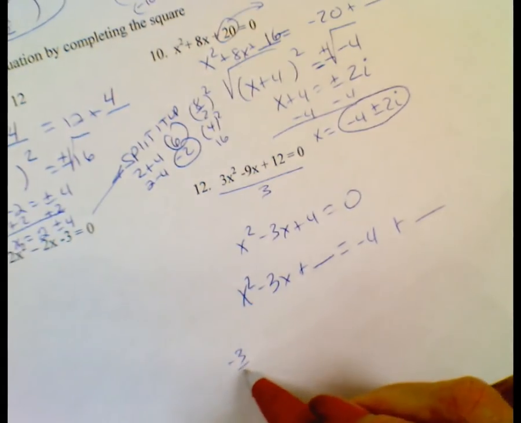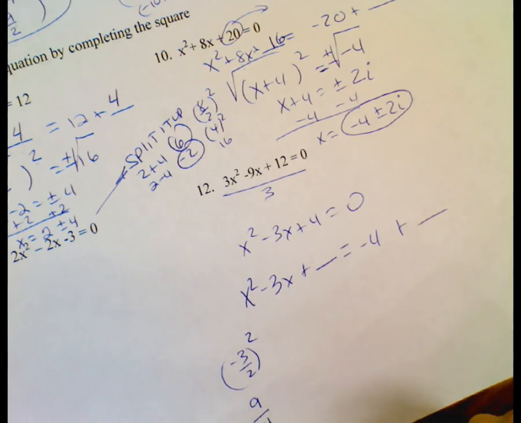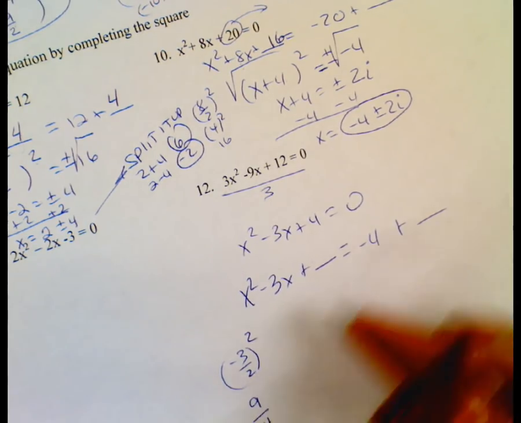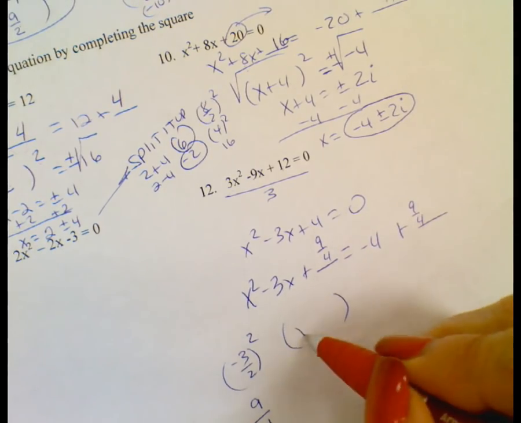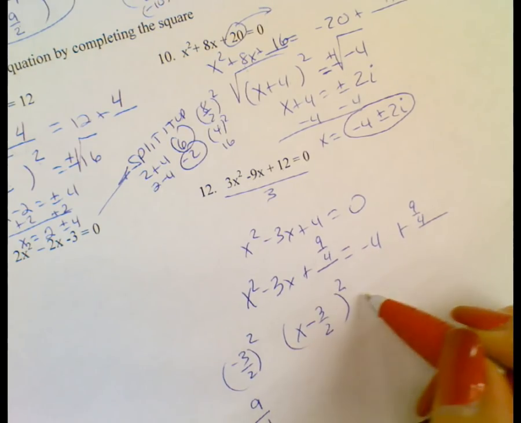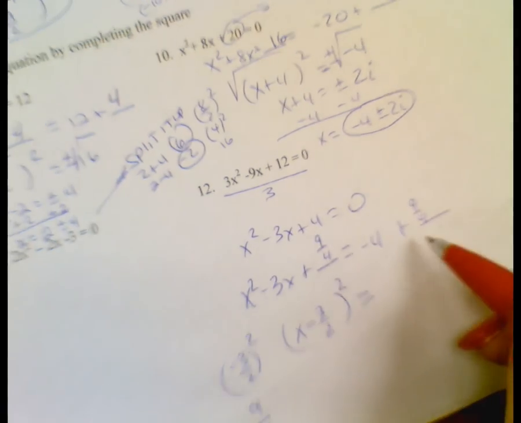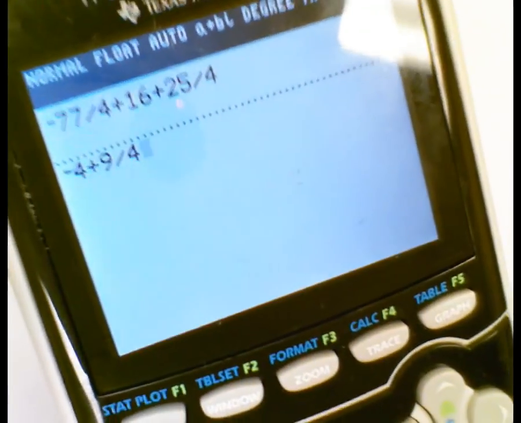Now half of negative 3 squared is 9 fourths. Square the 3, square the 2. We're adding 9 fourths to both sides. When you factor this, half of negative 3 is 3 halves, squared, binomial squared. On this side, negative 4 plus 9 fourths is negative 7 fourths.